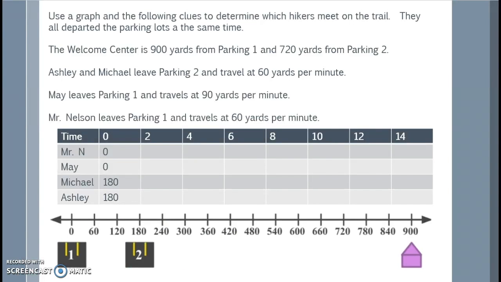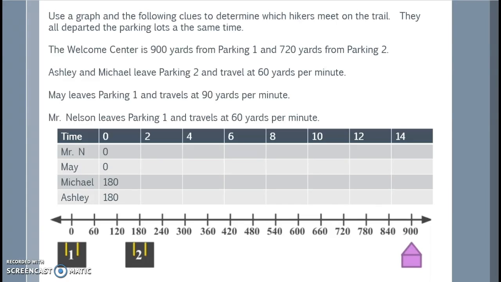So we know that I've got our line graph at the bottom there. 900 is where we need to go, and the distances between parking lots 1 and 2 and their overall distance to the final part, the Welcome Center. Michael and Ashley are traveling together, so they have a head start on location over the rest, Mr. Nelson and May. So they're at a 180-yard advantage.